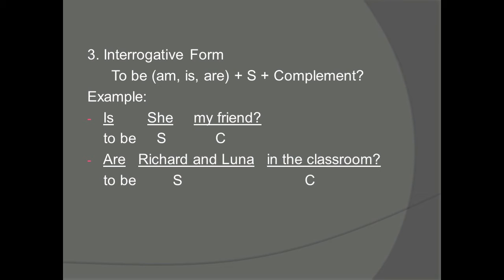Interrogative form. To be (am, is, are) plus subject plus complement. Example: Is she my friend? Are Richard and Luna in the classroom?